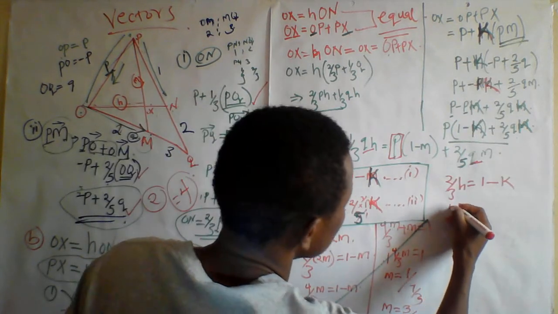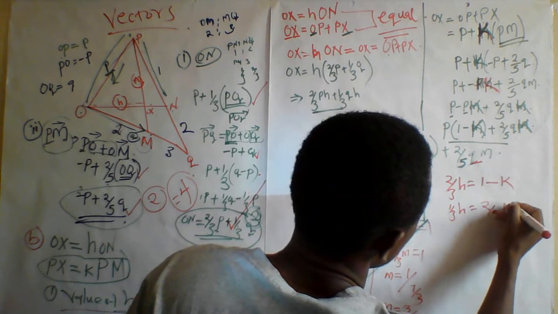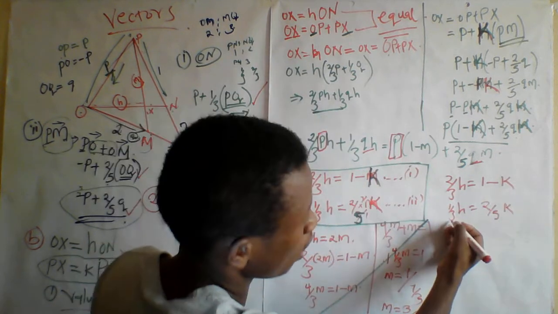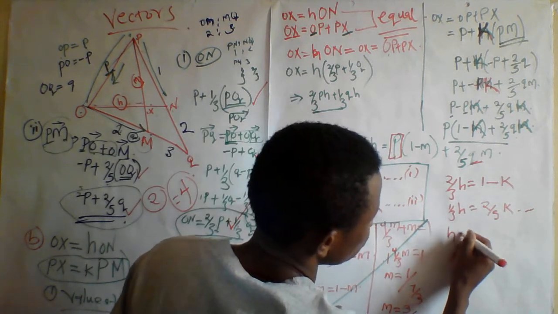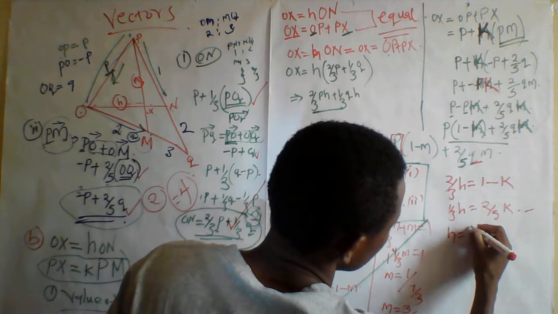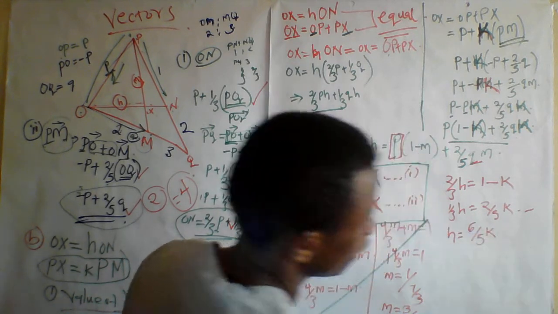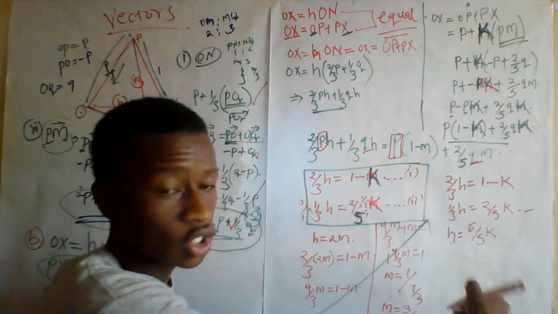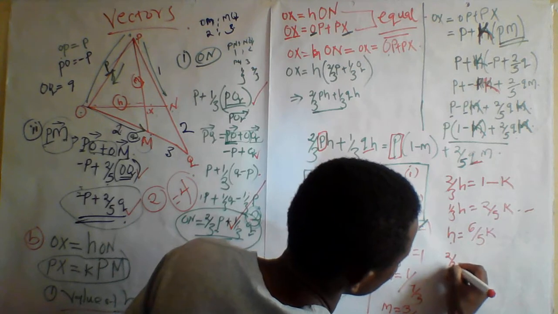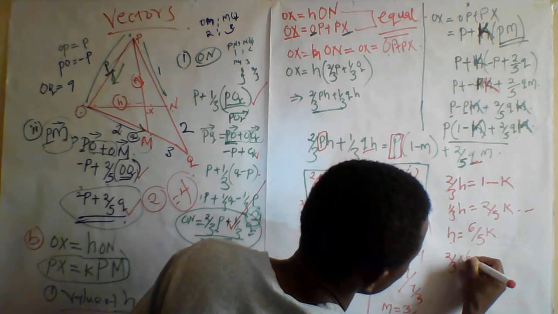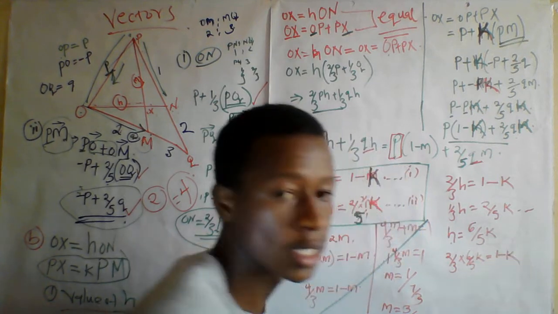Then we have a third, h is equal to 2 over 5k. So for h here, when you use this equation, h is equal to 6 over 5k. So where we have our h, you replace with this one, so it becomes 2 over 3 multiplied by 6 over 5k is equal to 1 minus k.